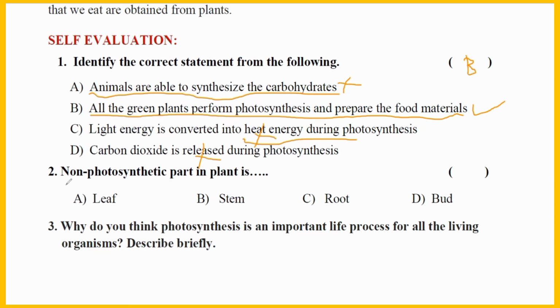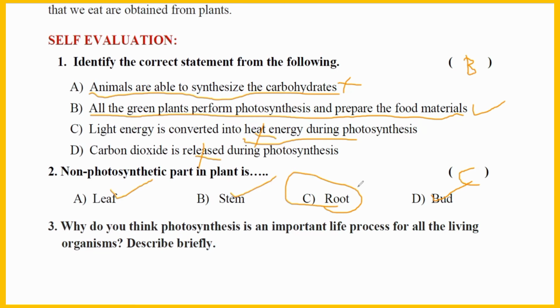Next, the non-photosynthetic part in a plant is... So leaf can prepare, stem can prepare, bud can prepare, but root could not prepare. Because root is the non-photosynthetic part. C is the correct answer.